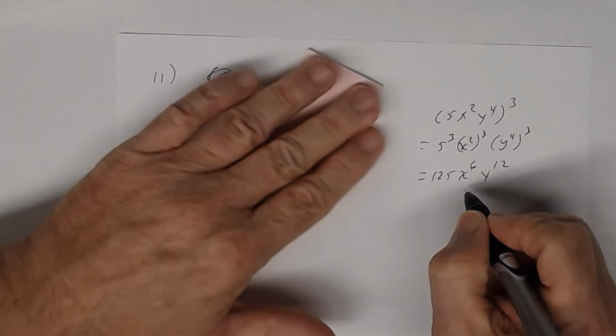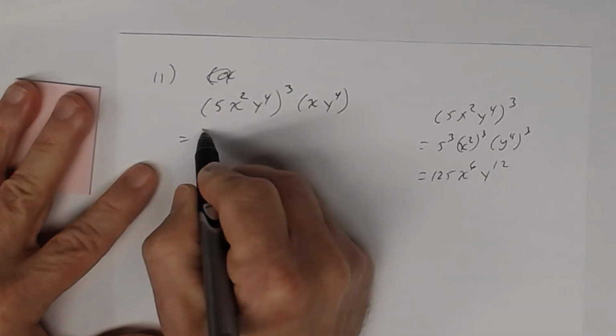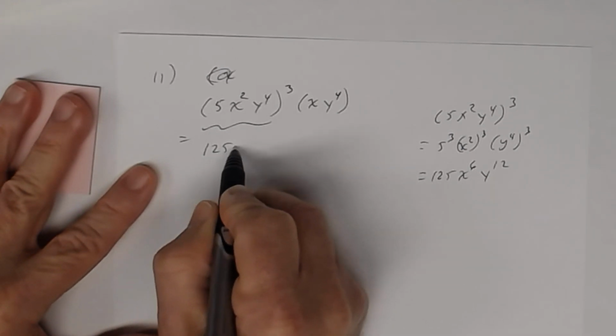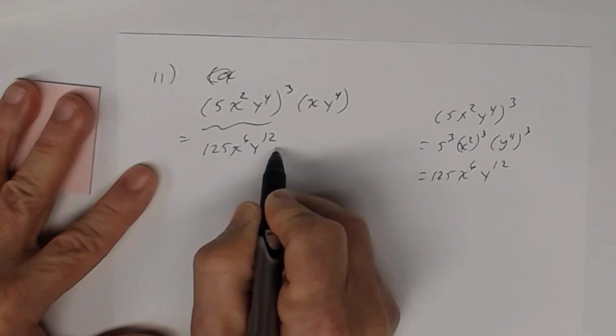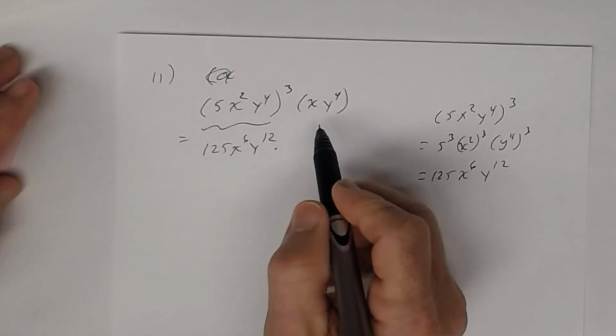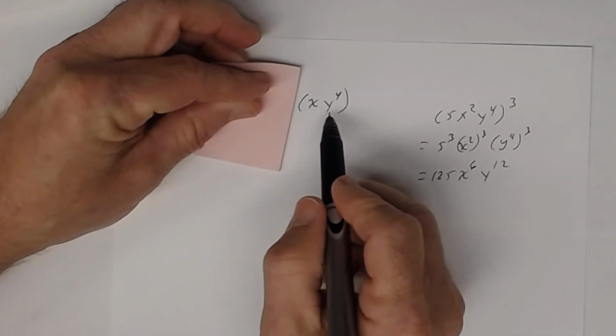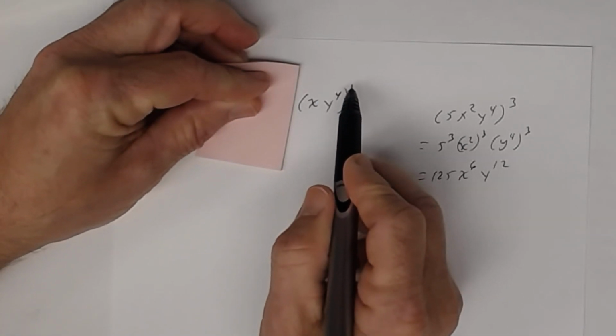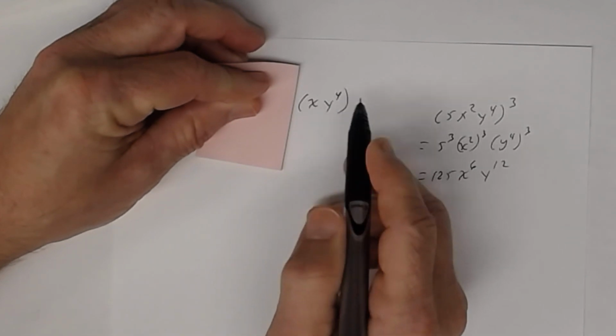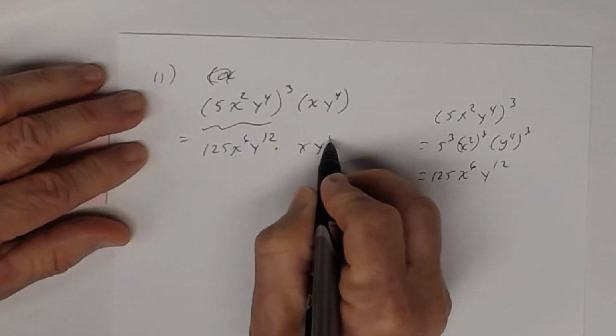So that is going to go here now. So that's this. Okay? So 125, x to the 6, y to the 12th, times. Now notice I have parentheses here. I'm going to cover this up. I have parentheses here, but that's being raised to the 1st, isn't it? So xy to the 4th to the 1st is still xy to the 4th.